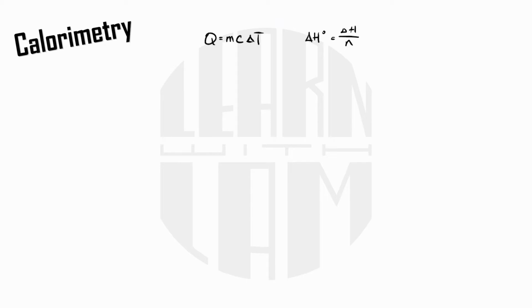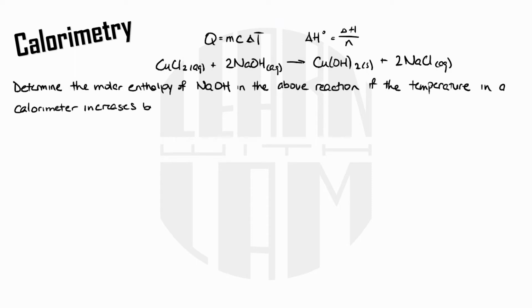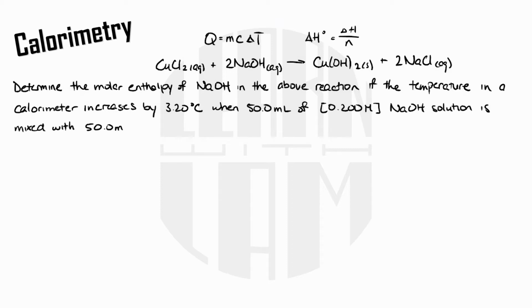We'll start off by giving you a balanced equation for a chemical reaction, which will be the system of our problem. That reaction is copper(II) chloride plus 2 sodium hydroxide makes copper(II) hydroxide plus 2 sodium chloride. And the question is, determine the molar enthalpy of sodium hydroxide in the above reaction if the temperature in a calorimeter increases by 3.20 degrees Celsius when 50.0 milliliters of 0.200 molar sodium hydroxide solution is mixed with 50.0 milliliters of excess copper(II) chloride.